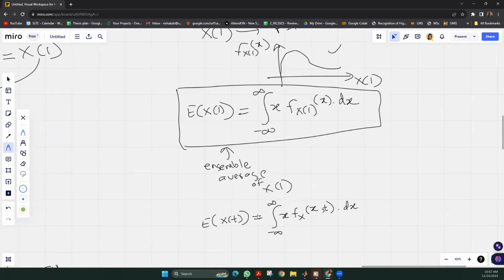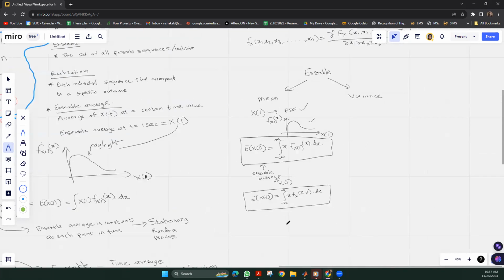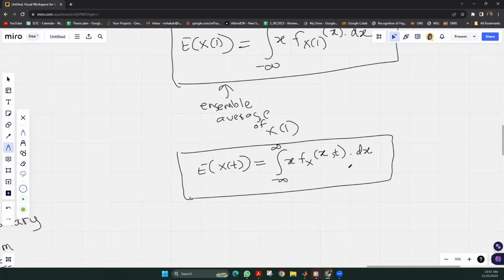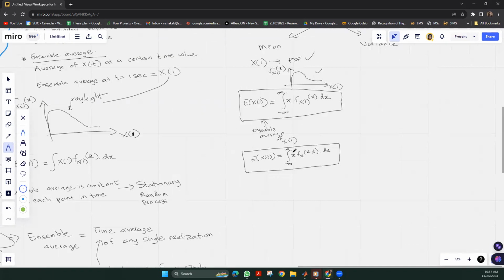So this is how we can denote the mean value of an ensemble that occurs at a certain time instance. We can consider the instance using this t value. If you know the probability density function, you can find the mean value.